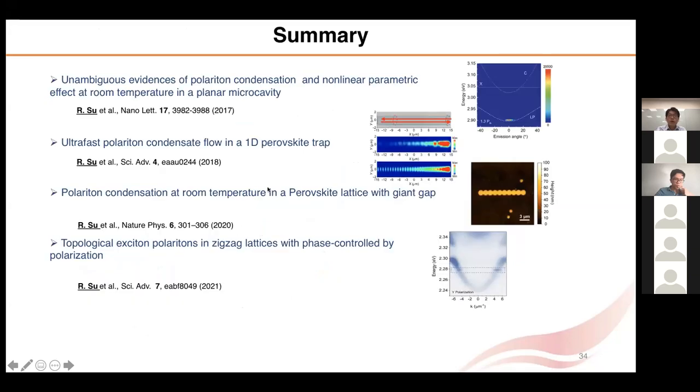So here comes the summary. In this talk, we have demonstrated the polariton condensation in a perovskite plasma microcavity, as well as the strong nonlinear phenomenon, the parametric scattering effect. And in addition, we also create such propagating polariton condensate flow with long range propagation of around 60 micron with high group velocity. In addition, by introducing those periodic potentials inside the system, we are able to create those very giant gap openings of around 30 meV at room temperature. So having trapped those polaritons with pillars, we are able to emulate those electron Hamiltonians, for example, the SSH model, to have some phase tunability with bipolarization control.